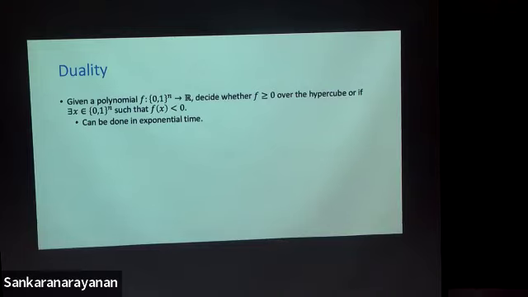Yeah, so this is what we said. In exponential time, given any polynomial over the hypercube, you can either decide whether it's greater than or equal to 0 over the hypercube, or prove that there exists some x so that f(x) is less than 0. Right?